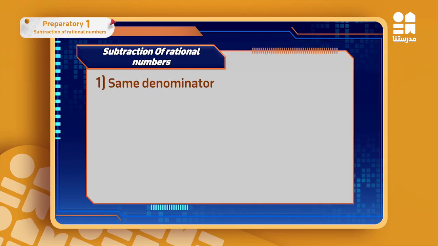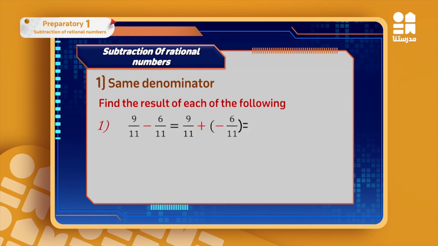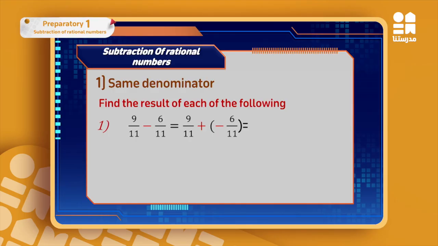Now, let's subtract fractions. The same two cases as for adding fractions. Same denominator is the first one. Find the result of each of the following. Number one, 9 over 11 minus 6 over 11 equals 9 over 11 plus negative 6 over 11. This minus, we can do it mentally without rewriting it as plus negative. So 9 minus 6 equals 3 over 11. Here we have the same denominator. I put it as it is.